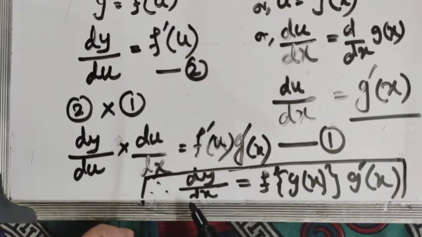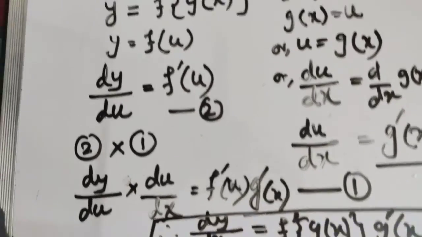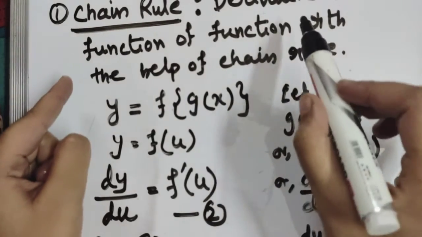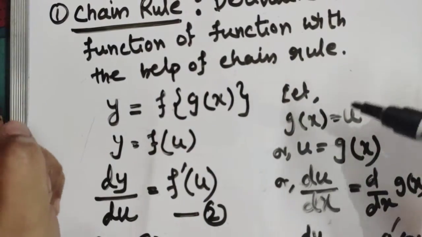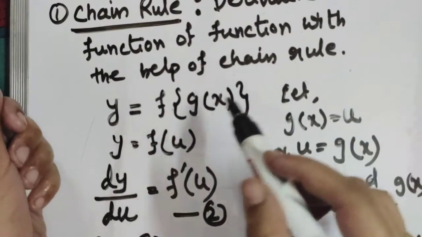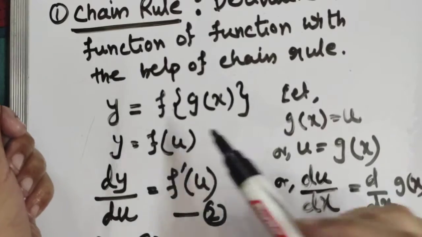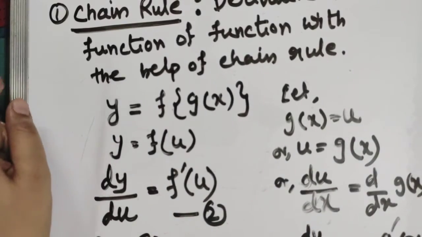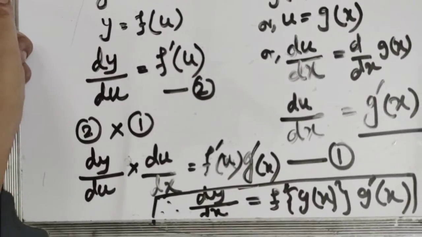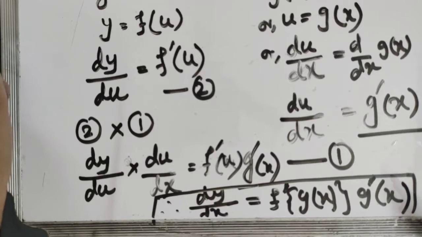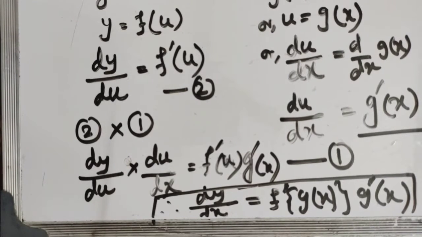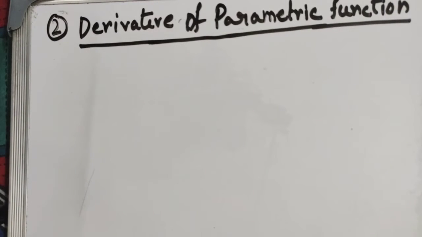So let's summarize it. If there is any function of function and we can derivative of that function, let's say y equals to f of g of x, then the formula of that derivative is dy by dx equals to f dash g of x into g dash x, right? Now the second system. Now our second system is derivative of parametric function.